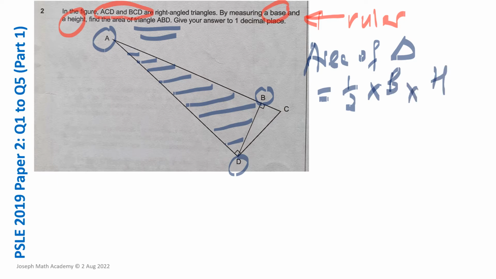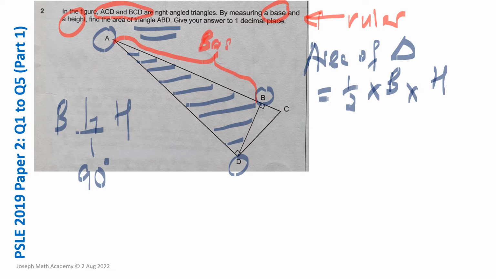Base and height have a special relationship. Base must be perpendicular to height. Perpendicular means the two lines should form a 90-degree angle. Looking at triangle ABD only, this is the base. So the base is AB. And what is the height? The height must be perpendicular to AB. So the height is actually BD.